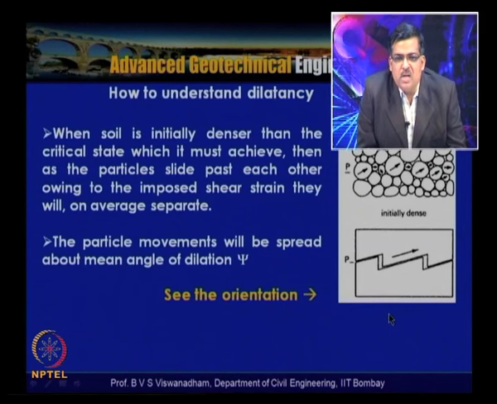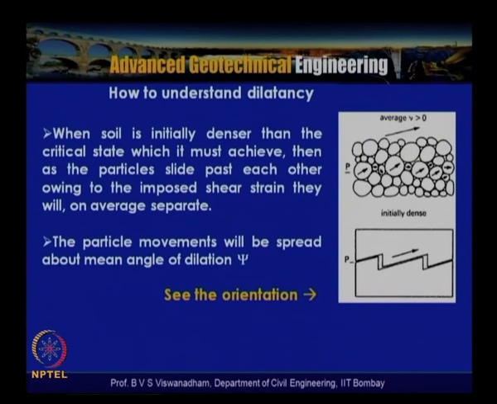So when the soil is initially denser than the critical state, as particles slide past each other owing to the imposed shear strain, they will on average separate. So when a soil is initially denser than the critical state, it must achieve a less dense configuration, and the particles have a tendency to separate. The particle movements will spread about an angle, and that is called dilation. So see the orientation of the saw blade here. This is the analogy, and this is what happens in the real soil.